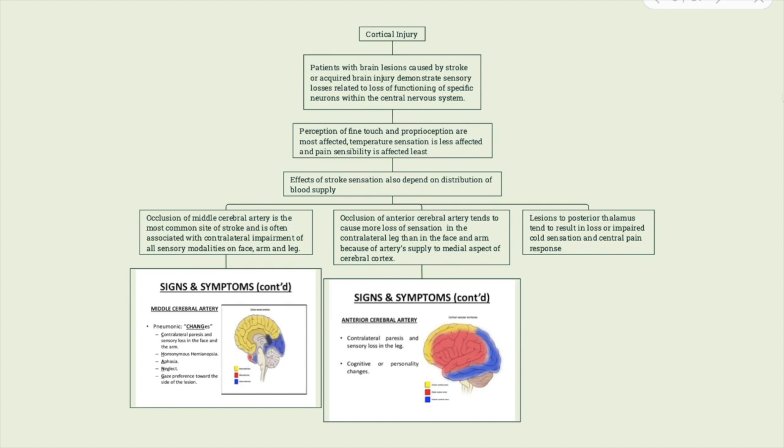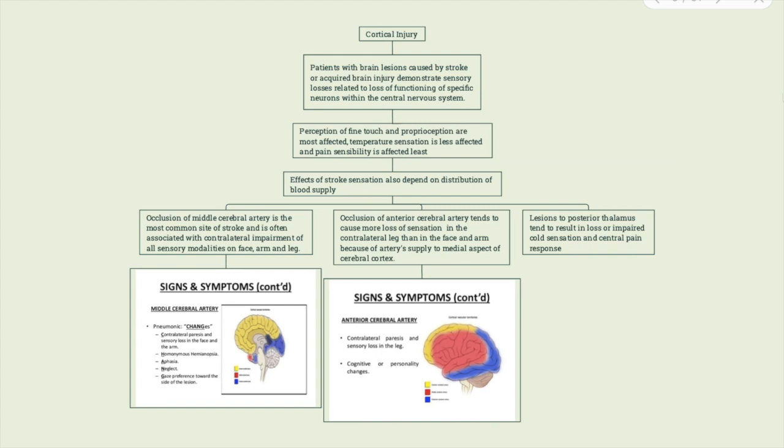Okay, somatosensory deficit patterns, so cortical injury. Patients with brain lesions caused by stroke or acquired brain injury demonstrate sensory losses related to loss of functioning of specific neurons within the central nervous system. So their perception of fine touch and proprioception are most affected. Temperature sensation is less affected, and then pain sensibility is affected the least.